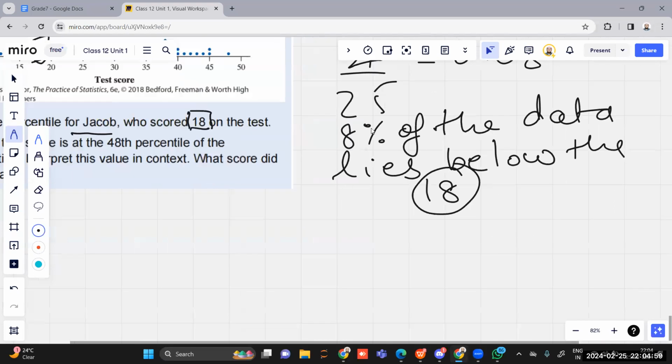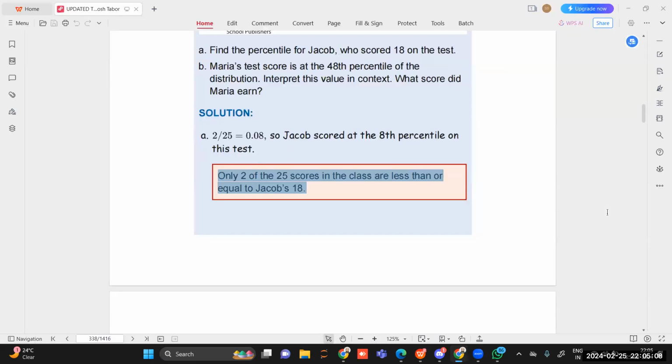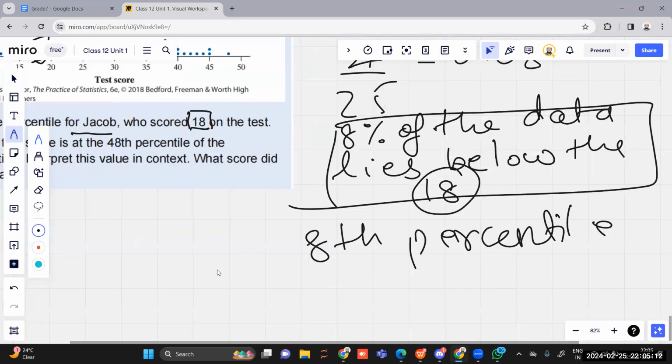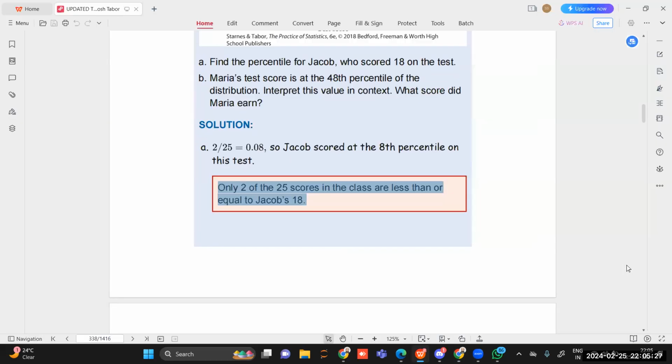So what is the percentile? I have written this in percentage, so it is the 8th percentile. See how it is written here? Jacob scored at the 8th percentile on the test. This was the thing.